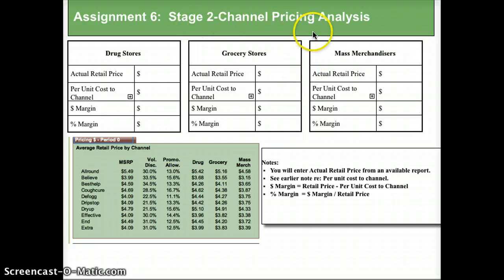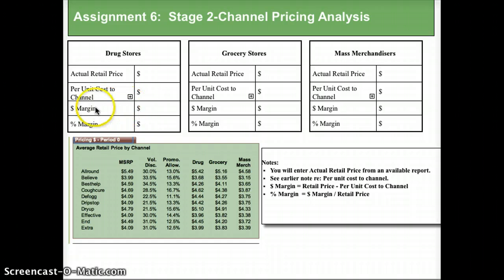So this is still part of the stage 2 channel pricing analysis, but now we're looking at drugstores, grocery stores, and mass merchandisers. Here you need the actual retail price for each of these channels, and you can pull that from one of the reports that is available in MarketShare. I've included one of those reports from which you might pull that information. Your per unit cost to channel was calculated earlier. Go back and simply pull that information from that earlier table, okay?